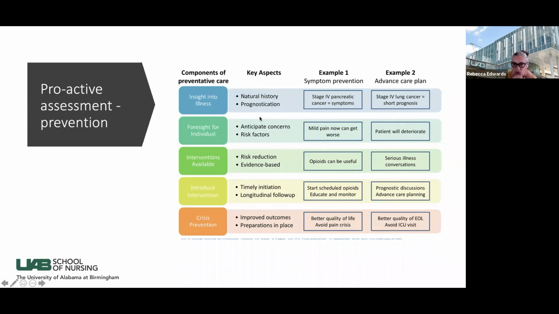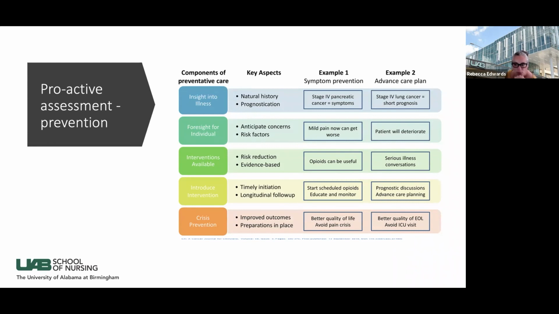And that may be incorporating not only medications and non-pharmacological treatments, but thinking about spirituality and thinking about psychosocial issues that can contribute to symptoms. Then the second line, with foresight for the individual, we need to anticipate concerns and think about risk factors. So mild pain can get worse. So just make sure that the patients are aware that their experience today may not be the experience tomorrow or next week, and that there is an expectation that the patient and the symptom burden and the experience will deteriorate over time based on the serious illness process. So making sure that the patient has foresight and that we're allowing for that to happen.